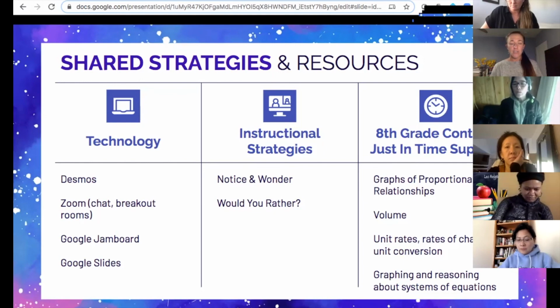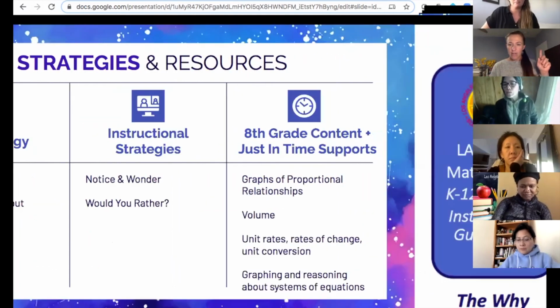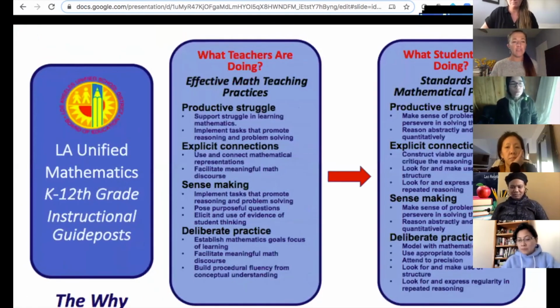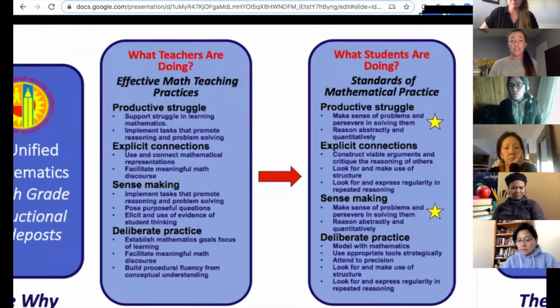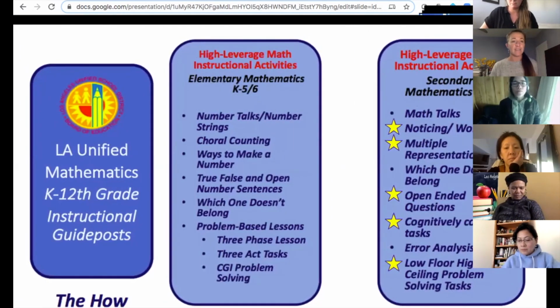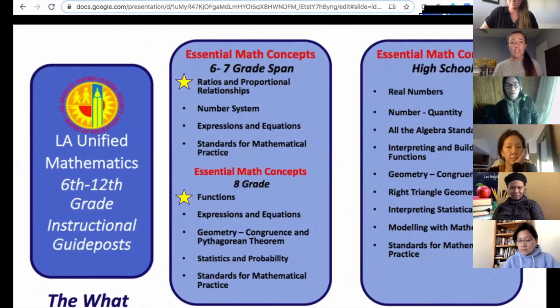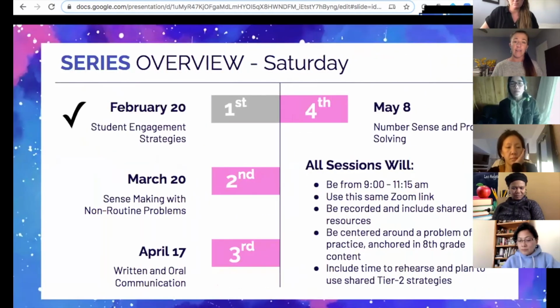I'm not sure if you are familiar with these guideposts, but these were things that the district shared with us, and we just wanted to highlight that. Good job, us team. We checked a lot of boxes here today. So lots of cool strategies that we shared did address some good grade level and just-in-time content, which we really value. And so check, first session in the books.